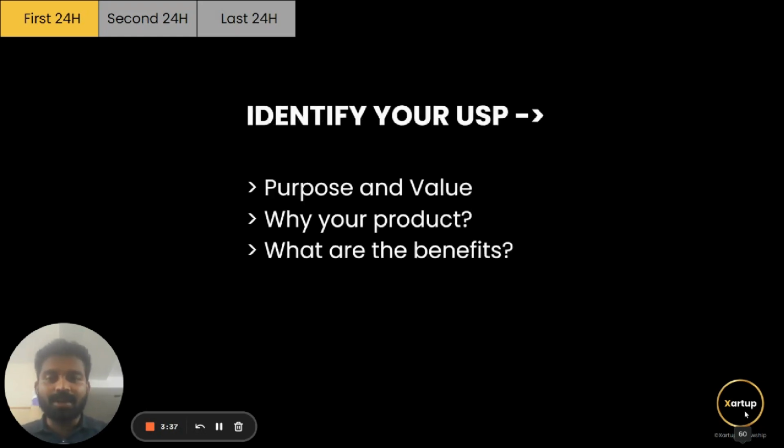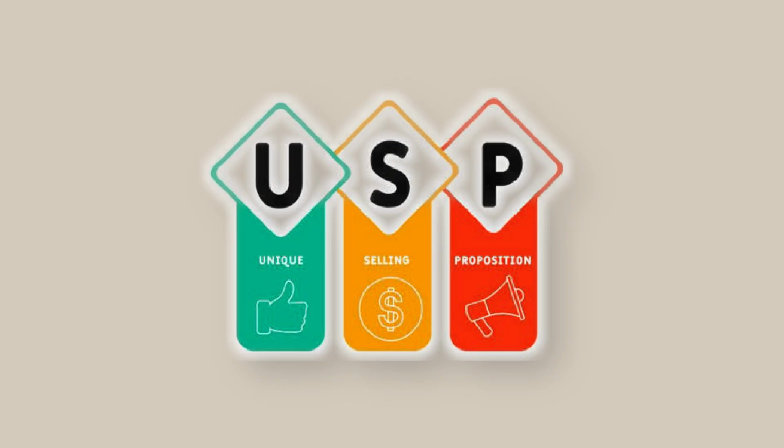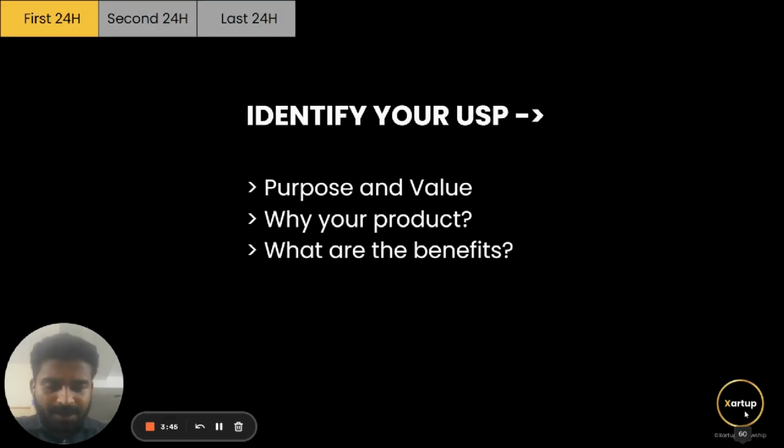After completing your market research, the next step is to identify your unique selling point. What is the purpose with which you are building this MVP or product, and what is the value that you are going to give with the product? Also question yourself in every possible way: why should any user or customer buy your product, and what are the benefits or advantages that your product gives over the other competitors available in the market?